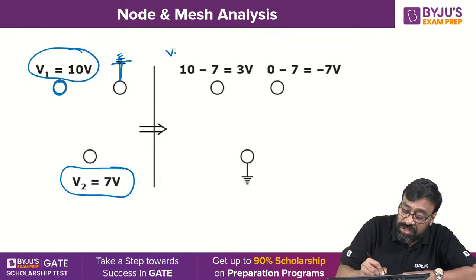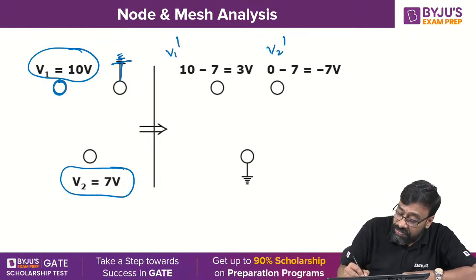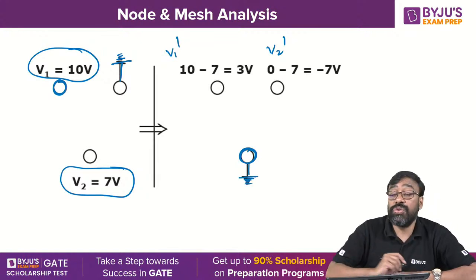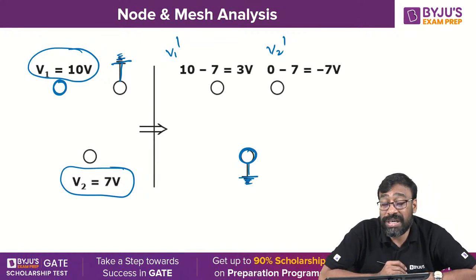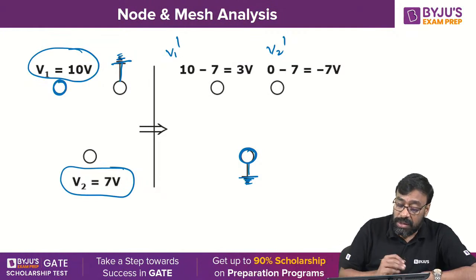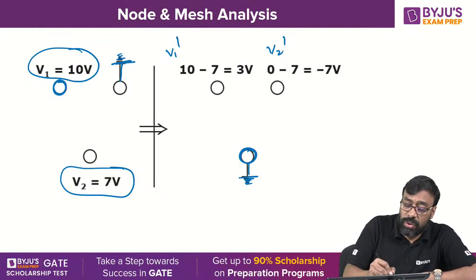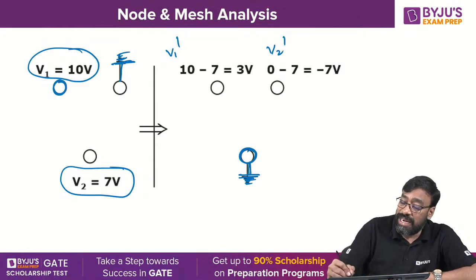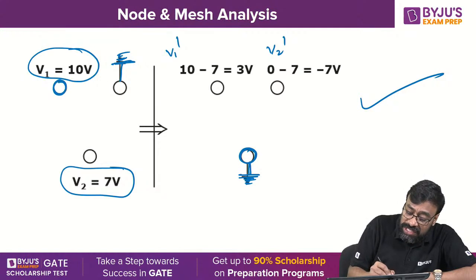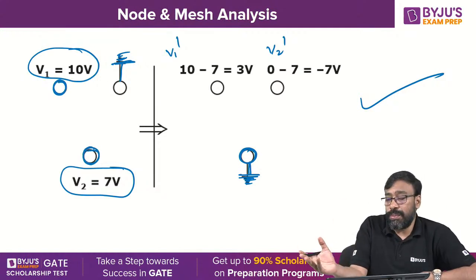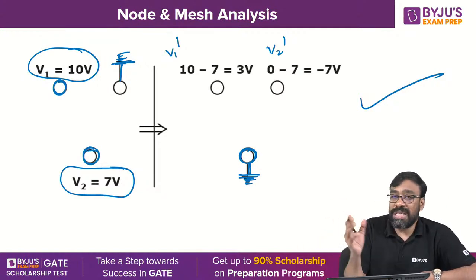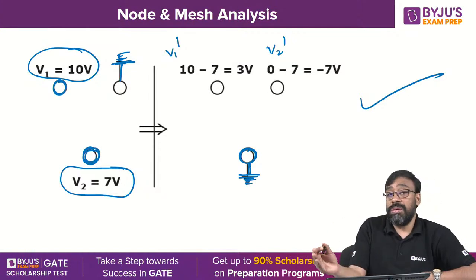Or V1 dash and V2 dash values, if I take this particular node as a reference node. You understand? What happens then? What is the difference between these two cases? Tell me. Here, this is a reference node, whereas here, this is a reference node. To get this particular case, I must convert this particular node into reference node. Yes or no?